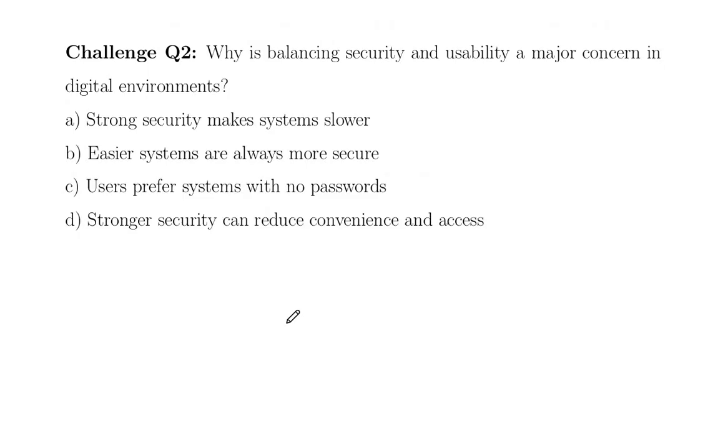Second challenge question: Why is balancing security and usability a major concern in digital environments? Option A is strong security makes systems slower. Option B is easier systems are always more secure. Option C is users prefer systems with no passwords. Option D is stronger security can reduce convenience and access. Which one is the correct option?